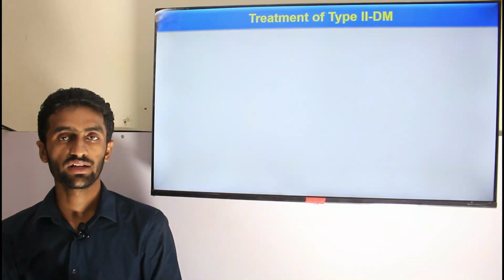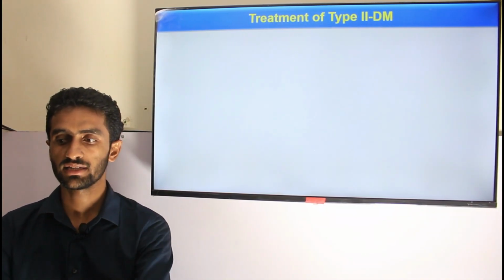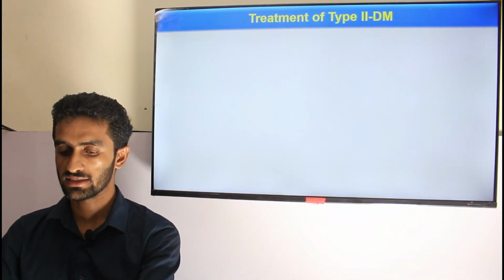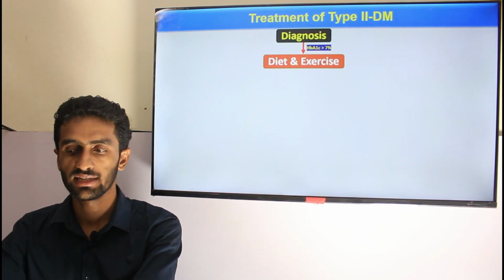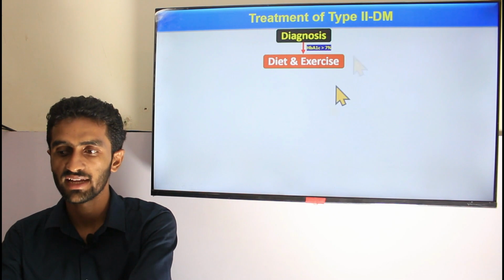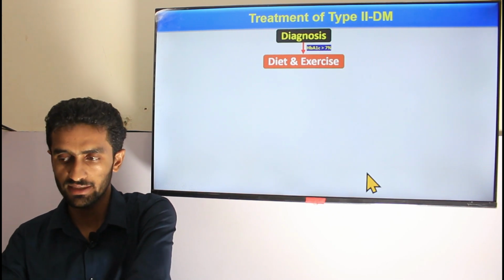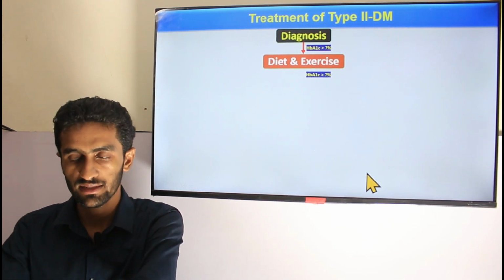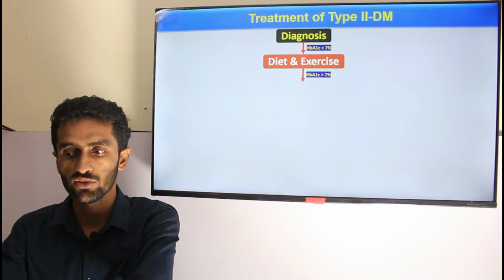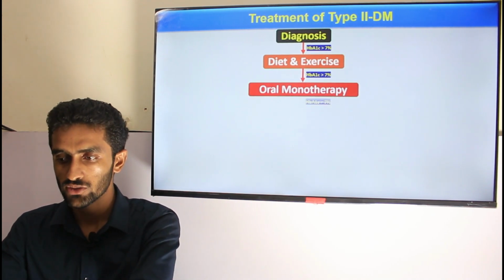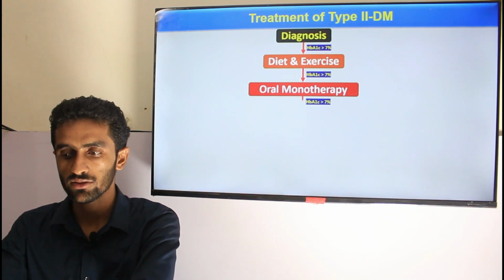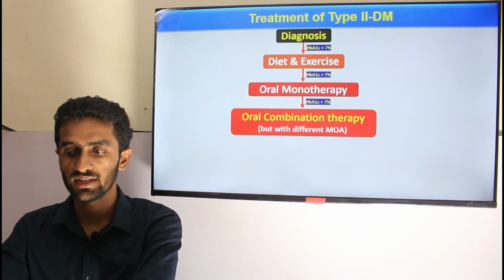Okay, now that we have covered all the mechanisms, let's look at the drug of choice by condition. So actually, when you diagnose, you start with diet and exercise if the HbA1c is more than 7%. Okay, if not managed, then you go for oral monotherapy. Which drug? Of course, start with metformin. Then, if it's still uncontrolled, you go for oral combination therapy.